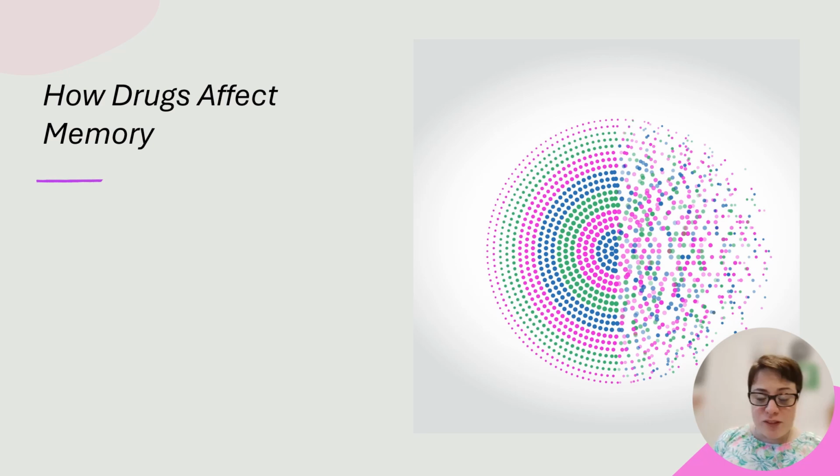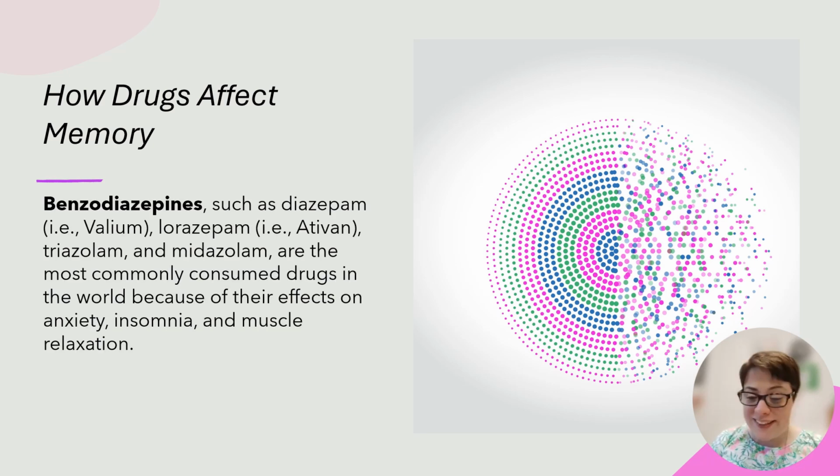So now that we've talked about various techniques that cognitive neuroscientists and cognitive psychologists utilize to study memory, I wanted to talk a little bit about how different drugs affect memory. So firstly, we can talk about drugs that essentially induce a state of amnesia.